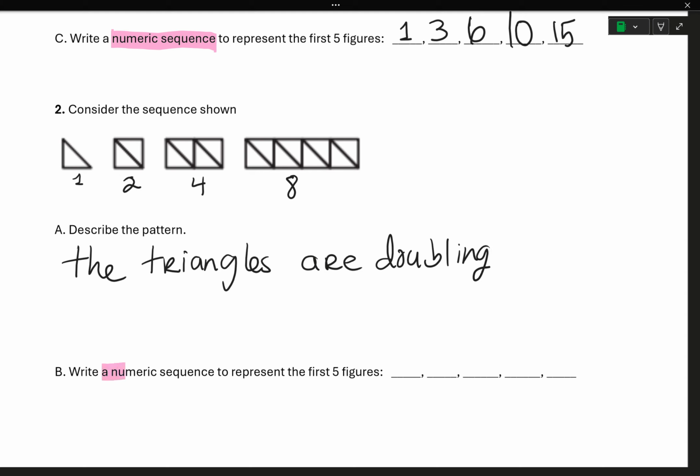Once again, I'd like us to write a numeric sequence to represent the first 5 figures. So we have the first 4 already: 1, 2, 4, and 8. Doubling in math means multiplying by 2. So let's follow that doubling pattern. Multiply 8 by 2. Now we get 16. If I were to ask you to draw it out, you would draw me 16 of those triangles. That seems a little excessive, though.